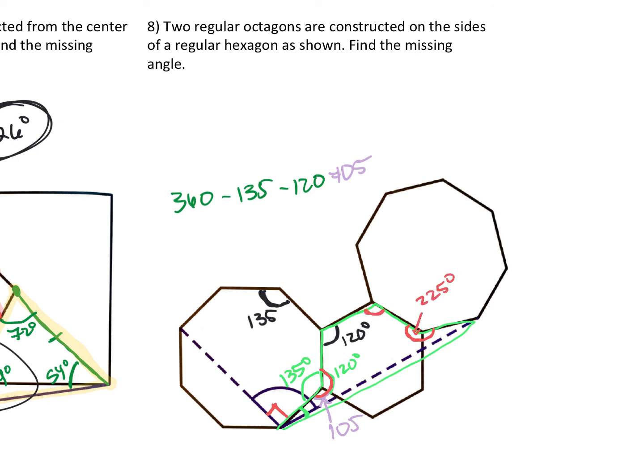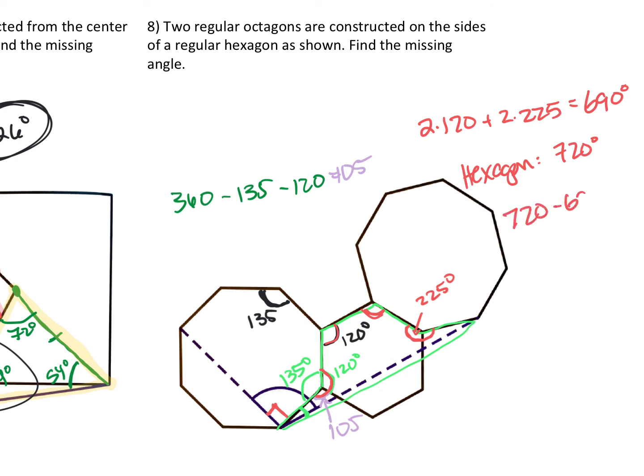So my 120, I got two 120s, one here and one here. I got two 225s, so I've got 2 times 120 plus 2 times 225, which is 690 degrees. And any hexagon has 720 degrees all total. So I do 720 minus 690, and I will find out that I am missing 30 degrees.